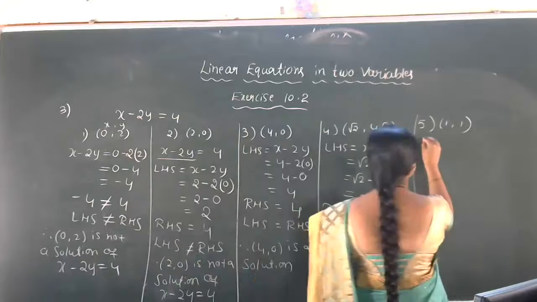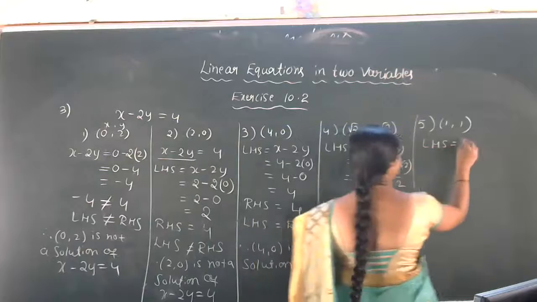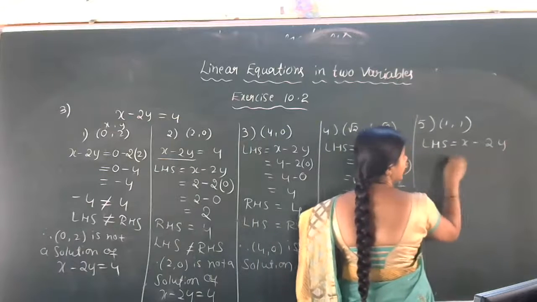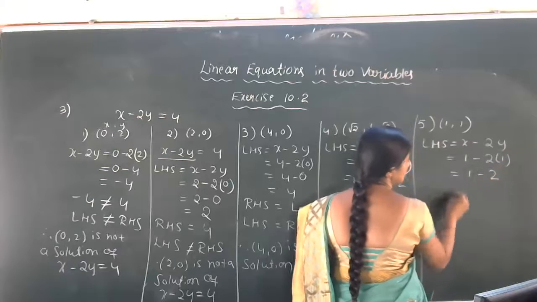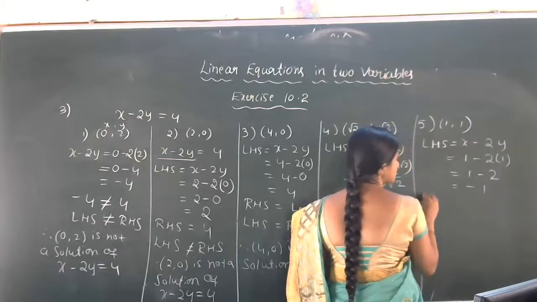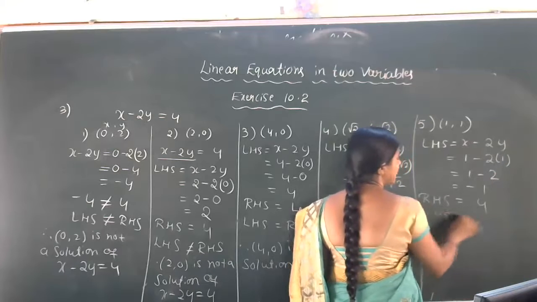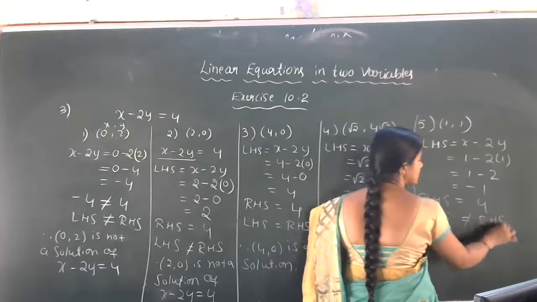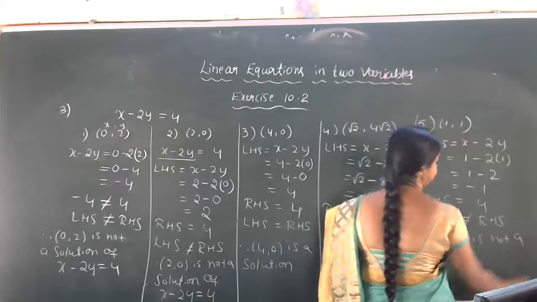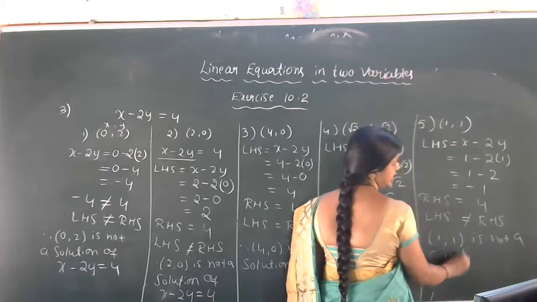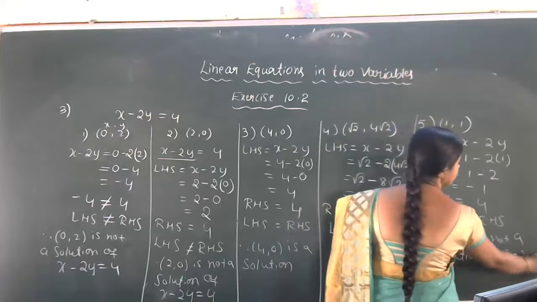Yes. Now let us try the last one. LHS is equal to x minus 2y. Then 1 minus 2 into 1, that is 1 minus 2, that is minus 1. LHS is minus 1. We are observing RHS is equal to 4. So LHS is not equal to RHS. 1 comma 1 is not a solution of x minus 2y is equal to 4.